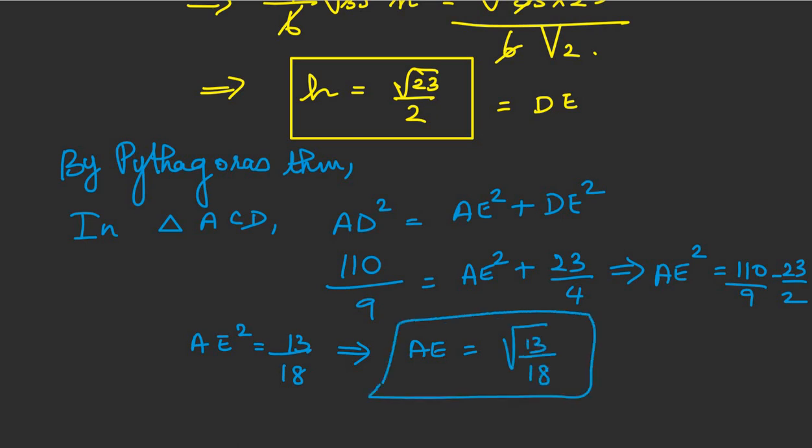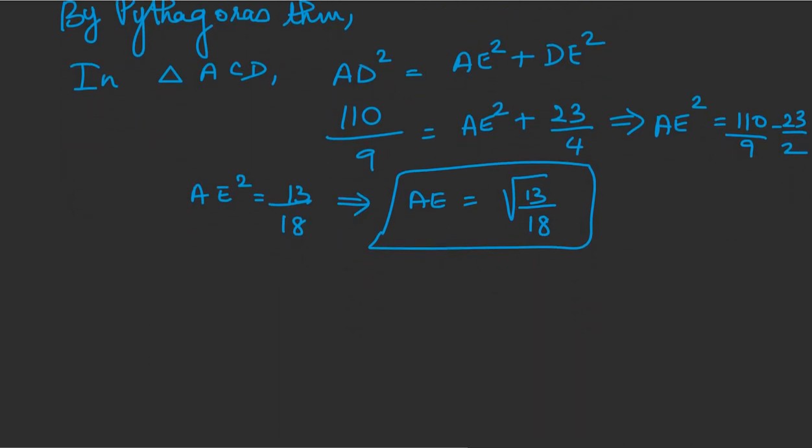So we have found the value of AE. Now we have to find the AE vector here. So we know that the AE vector is equal to mod of AE.